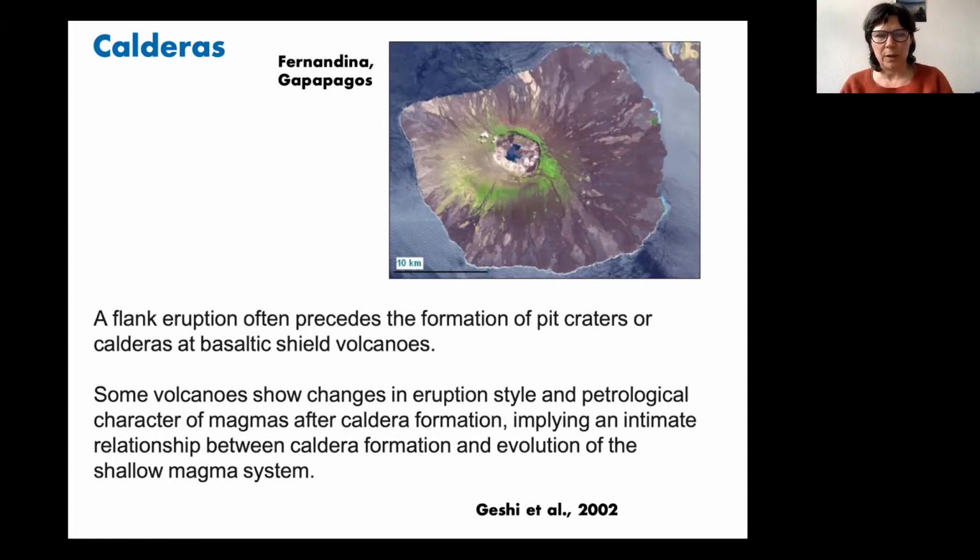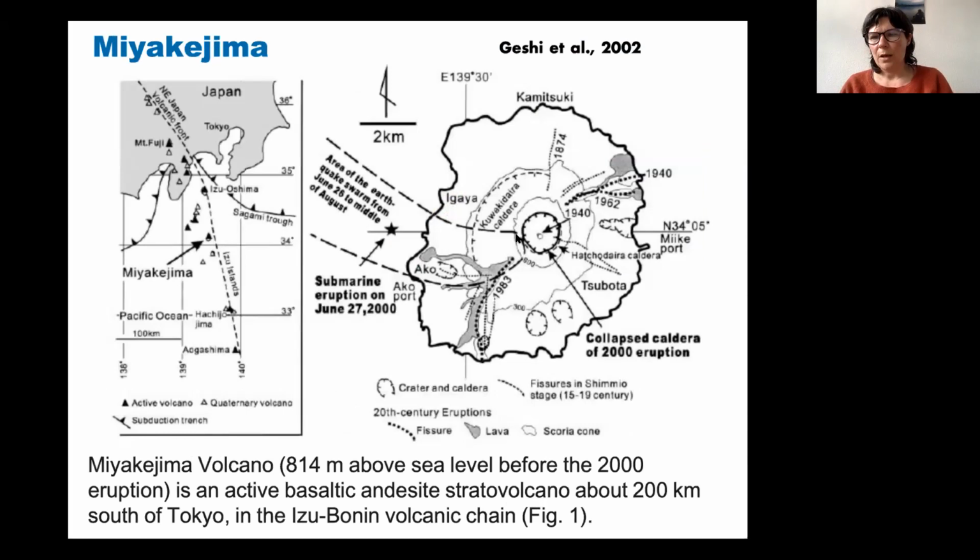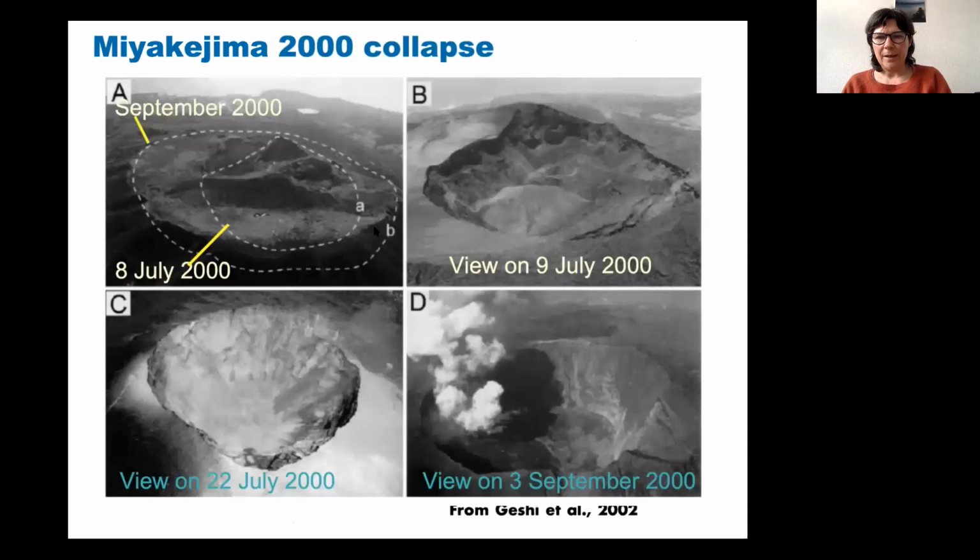Here are relatively old figures because they're from 20 years ago. So the volcano was like this, and the magma was again drained sideways. And the caldera was formed in this way. So before the collapse, there was nothing. The summit was rather flat. Then on 22 July it was like this, and in September it was like this, in 2000. So they occur relatively quickly. We will see more about that later. So this I will skip now. We will talk about it later.